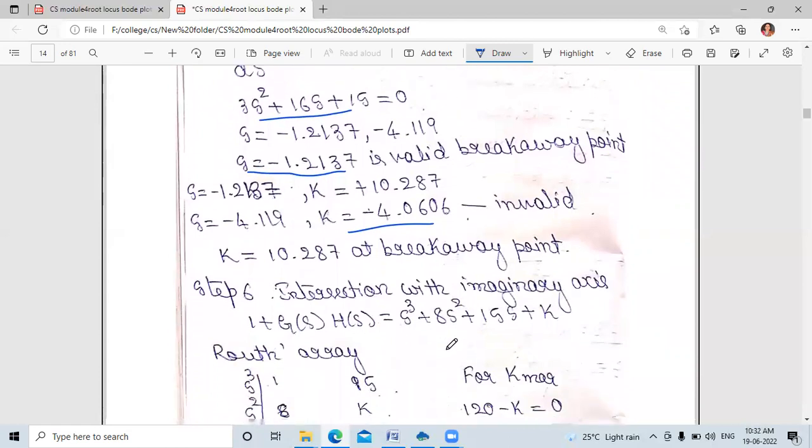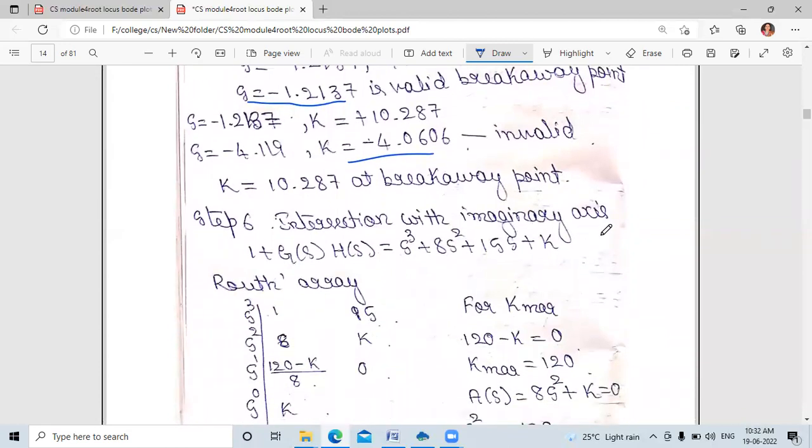Next, step 6 is the intersection with the imaginary axis. Intersection with the imaginary axis means 1 plus G(s)H(s), the same equation, and you need to apply the RH method here. First step, you need to find out the poles. Second step, you need to find out where the breakaway point will come and where the root locus exists. That is step 2.